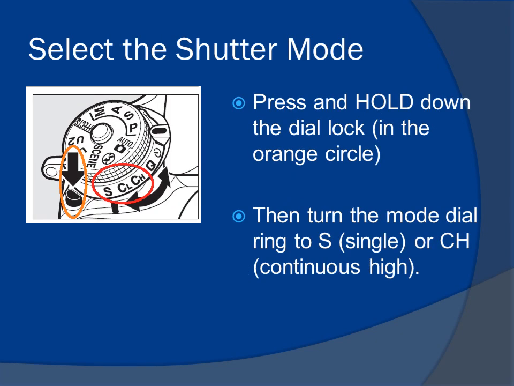Select the shutter mode. Your mode dial. At the base of the mode dial is your shutter mode ring. You press and hold the dial lock, which is in the orange circle in the picture. Then rotate the mode dial ring to S for single or CH for continuous high.